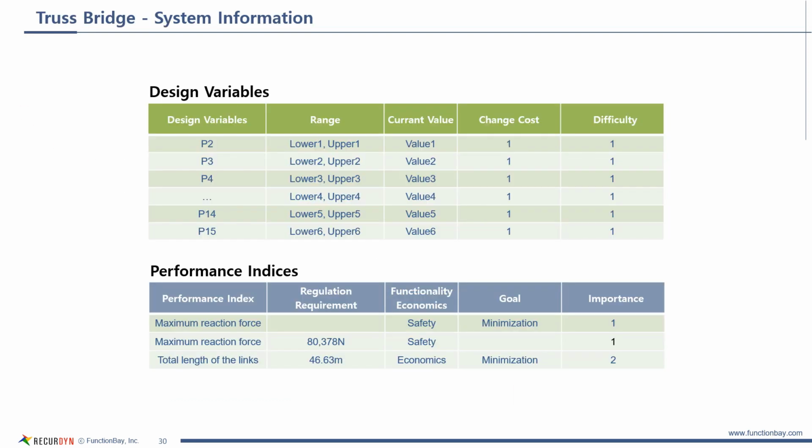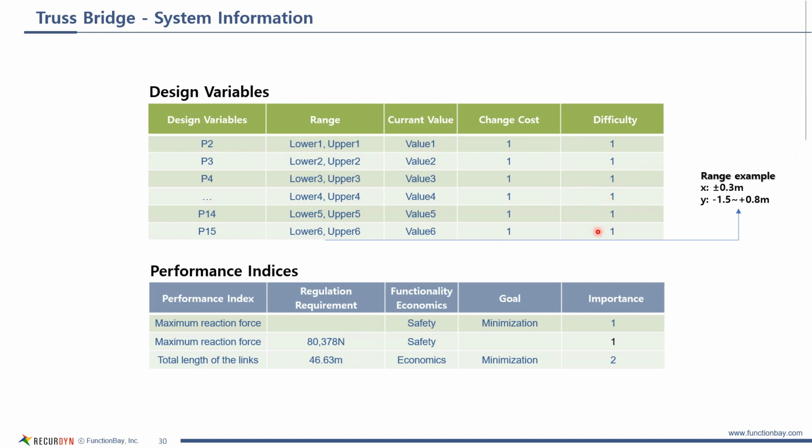Now, let's list the system information for the bridge. First, the location of each connecting point can be treated as a design variable, and the range of each variable should be defined. Approximately, the range of x direction is set as plus minus 0.3 meters, and the range of y direction is minus 1.5 to plus 0.8 meters.